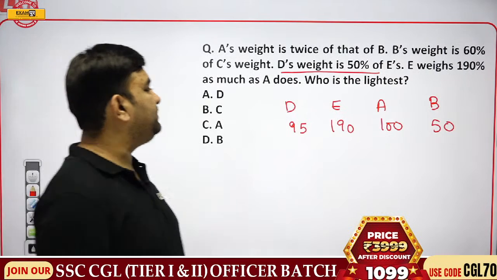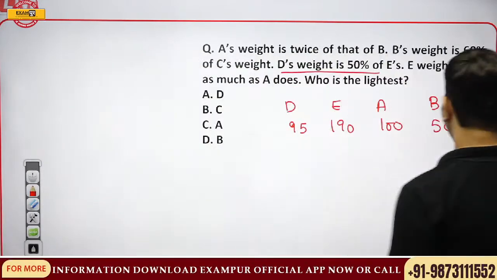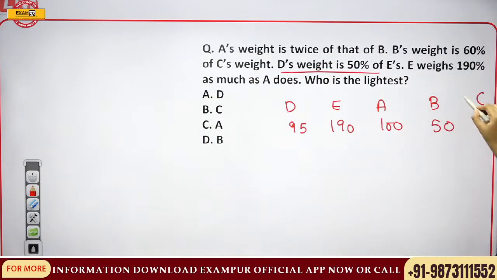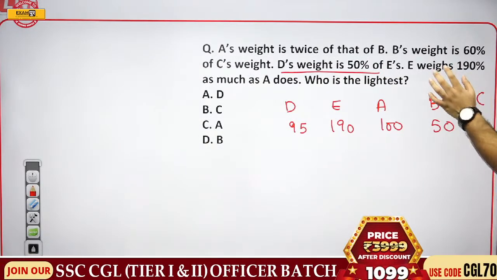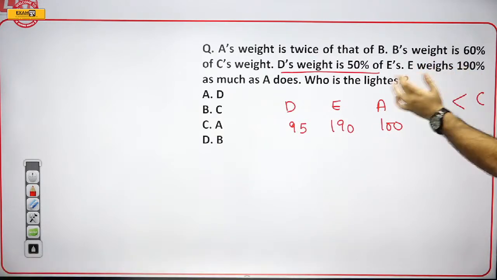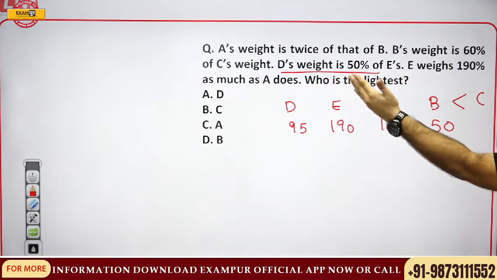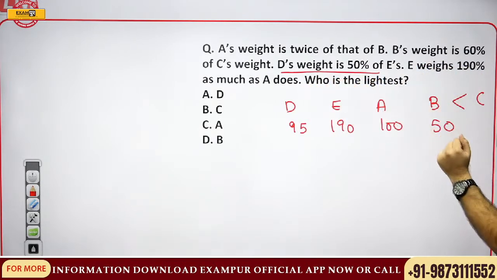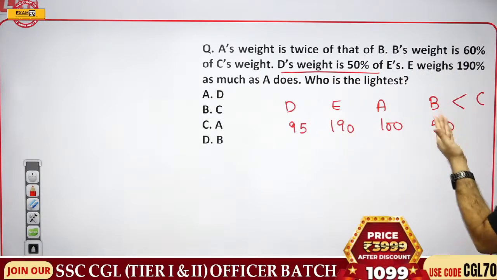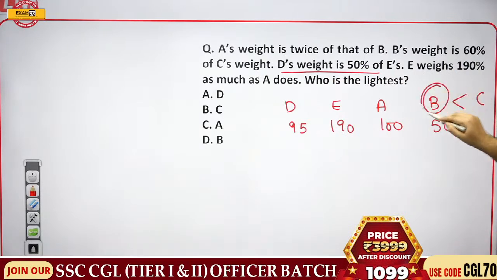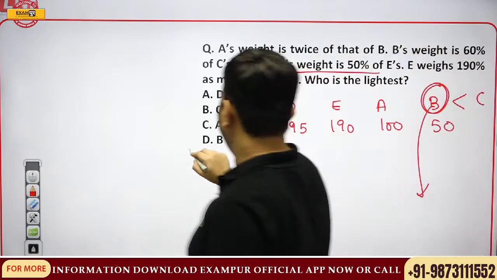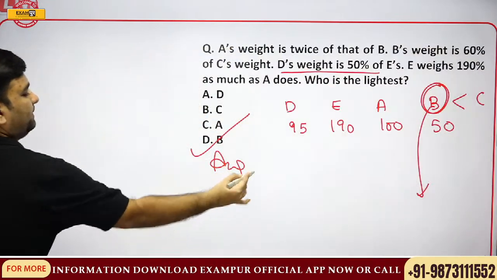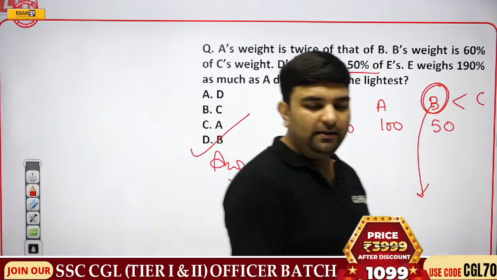And B is 60% of C, so definitely C is greater than B, because B's weight is 60% of C. Means B is less than C. Out of these, B is the smallest, and it is less than C as well. So definitely B is the lightest.